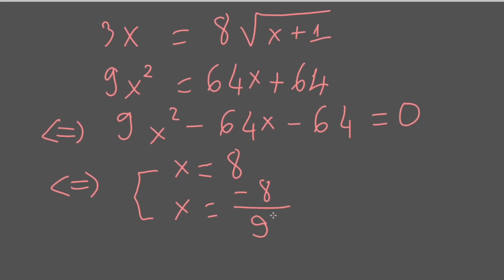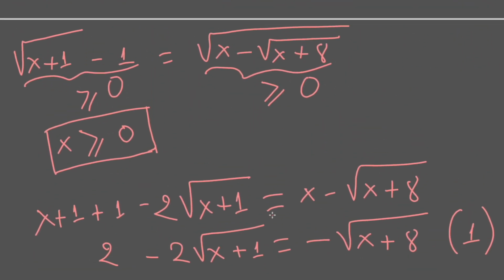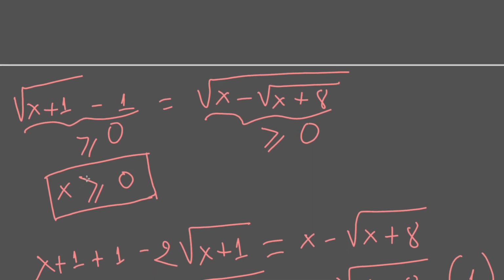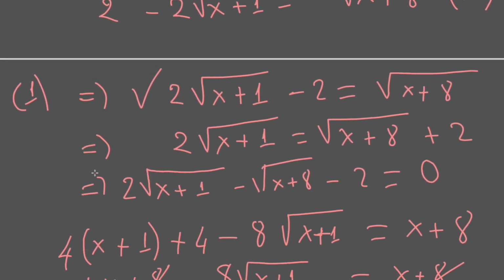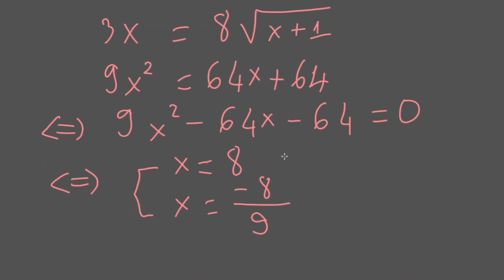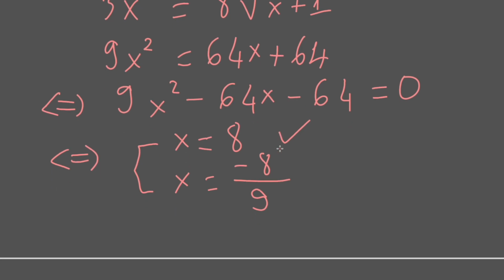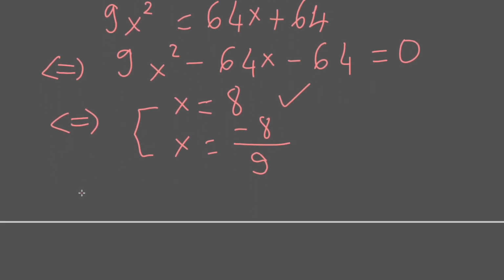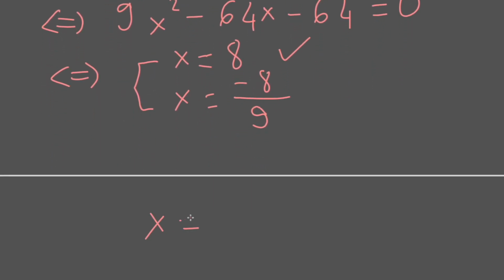So at the beginning, we already proved that x has to be greater or equal to 0. Then there's only one value of x for this equation, that is x equal 8. It is the solution of this equation.